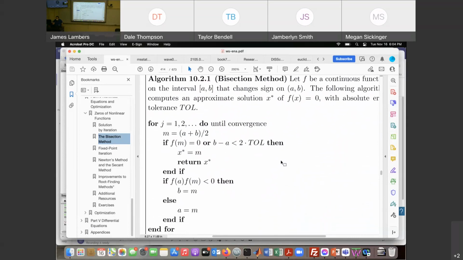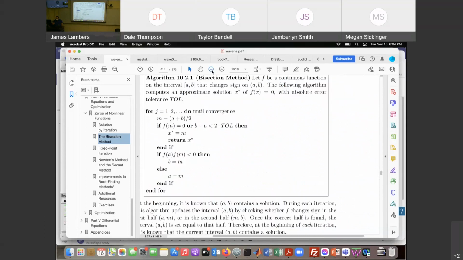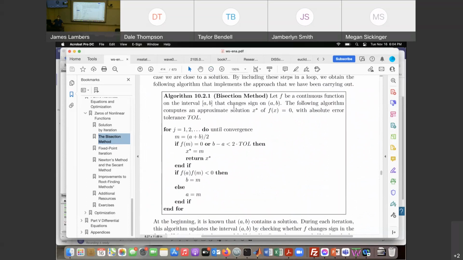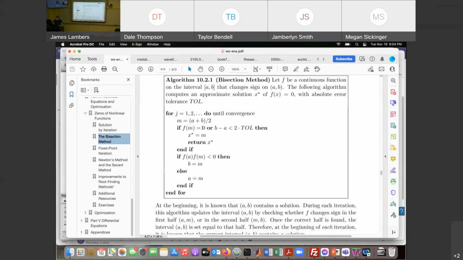So here's the algorithm. You have an interval at the start where f(a) and f(b) have opposite signs. So what you do is you have this iteration going. In whatever interval AB you're considering, go ahead and take a midpoint.